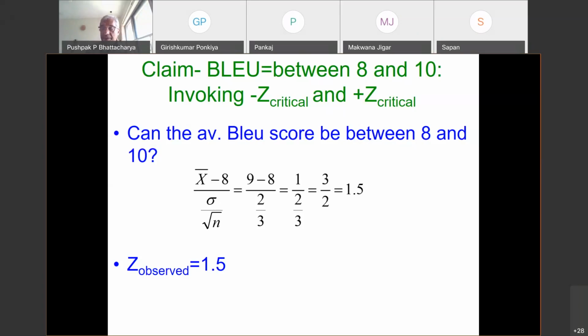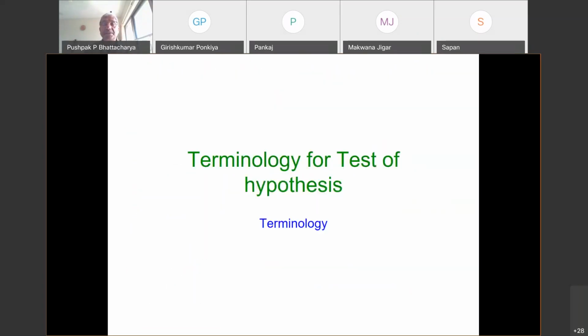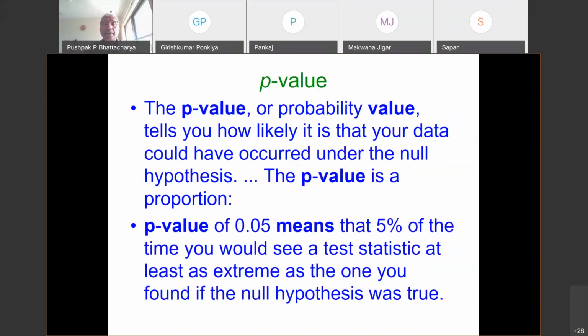The reason is introducing a new terminology called the p-value. Introducing a new term. We had introduced interval estimate, confidence interval, significance level alpha, that is 1 minus 0.95. We introduced Z critical. Now p-value, a new term.